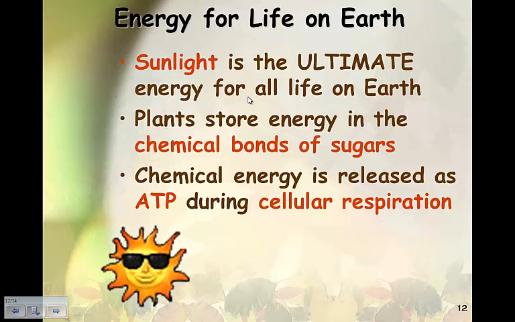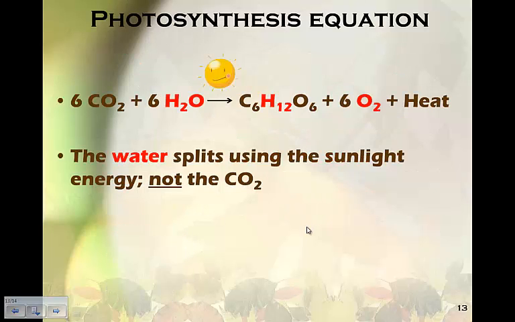All right, sunlight. Sunlight is the ultimate energy for all life on Earth. It's the photons there that will stimulate the electron activity and cause photosynthesis to take place. Plants store the energy in the chemical bonds of sugar. It's called potential energy because it has the potential to do some work. And so how the energy is released is those bonds are broken, and that chemical energy is released as ATP during cellular respiration. That's the next thing that we'll talk about after we finish up here with photosynthesis. But breaking those bonds releases that energy.